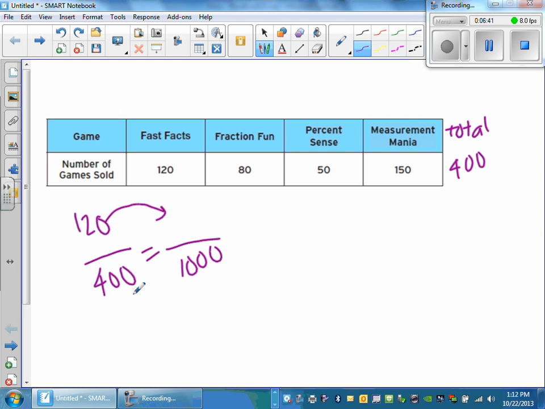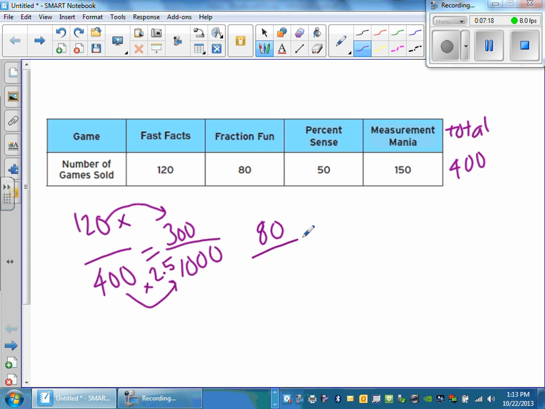I'm working up from 400 towards 1,000, so I know I'm going to need to multiply. If I don't know what 400 times to get me 1,000 is, I can always work backwards, and I can take 1,000 divided by 400 to get an answer of 2.5. And then I can use that up on my top. Also, I can take 120 times 2.5 to get 300. So then I know that I will need 300 Fast Facts games. I'm going to set up the proportion for your next one.